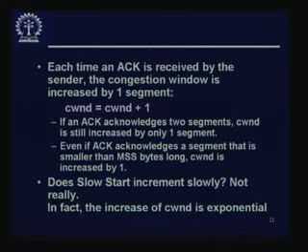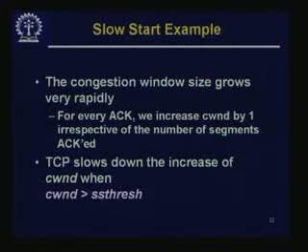Now, although it starts slowly, does it increment slowly? Not really. In fact, the increase of CWND is exponential. So, the congestion window grows very rapidly. For every ACK, we increase CWND by 1 irrespective of the number of segments ACKed. TCP slows down the increase of CWND when CWND is greater than SS thresh.